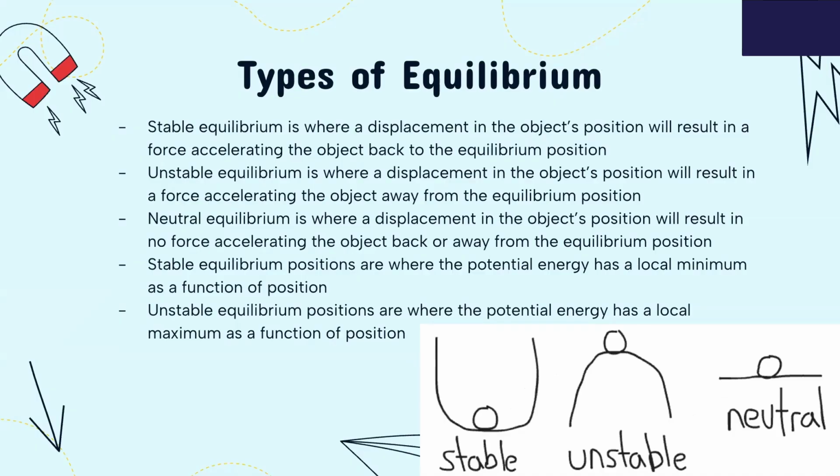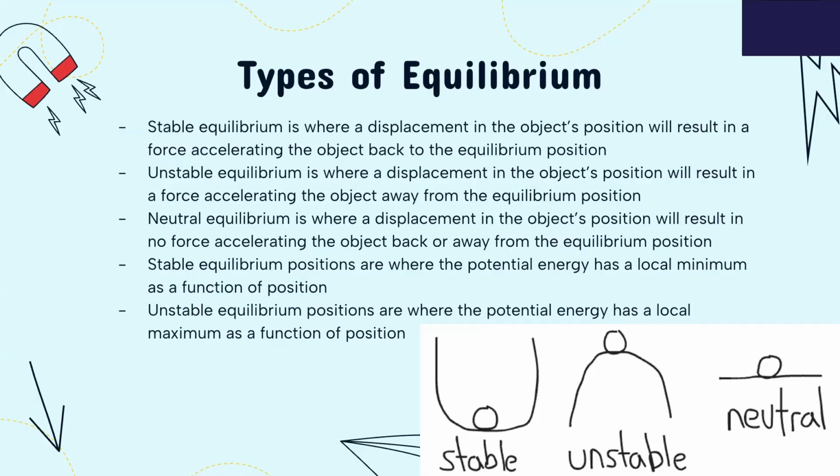There are a few types of equilibrium you need to know. Stable equilibrium is where a displacement in the object's position will result in a force accelerating the object back to its equilibrium position. Unstable equilibrium is where a displacement in an object's position will result in a force accelerating the object away from the equilibrium position. Below, I included a few examples. Stable equilibrium on the left: when an object moves to the right, it's going to be pushed back down by the ramp. In the middle, when the object moves to the right, it's just going to keep going down. And on the end, when it moves to the right, it's just going to stay there.